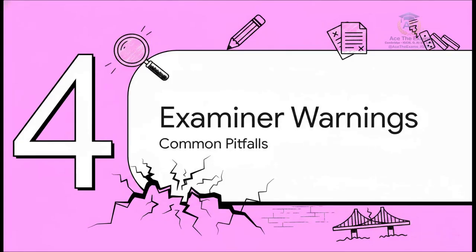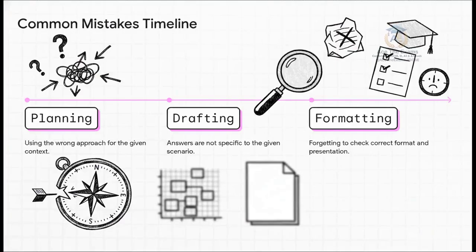And finally, Section 4, Examiner Warnings. Let's head into our final build inspection and look at the common structural failures. Now, what's really interesting about this slide is how it maps the top 3 structural mistakes directly to your timeline of planning, writing, and formatting. First, in planning, candidates choose the wrong approach for the context. They select a framework that simply doesn't fit the terrain.